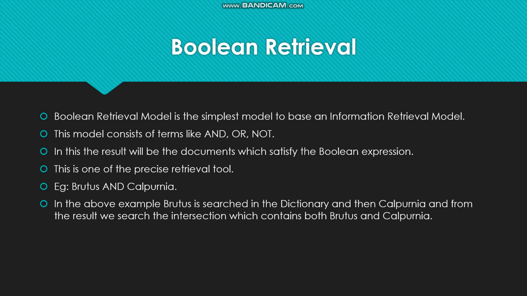In the above example, Brutus is searched in the dictionary, and then Calpurnia is searched, and from the results we find the intersection between Brutus and Calpurnia.